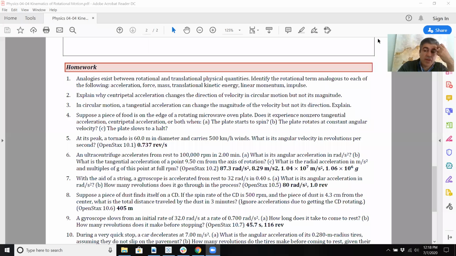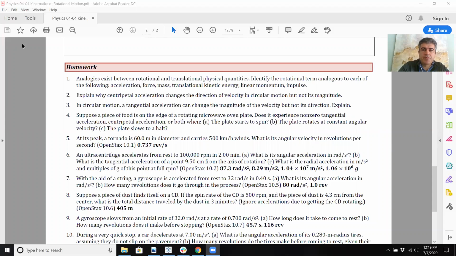Okay, so we're recording numbers 1, 2, 3, 4 from the 4 problem sets. So number 1, analogies exist between rotational and translational physical quantities. So translation, remember, is when we're doing linear motion, what we did in week 1. Rotational is obviously what we're doing now. Identify the rotational term analogous to each of the following. So acceleration, force, mass, translational kinetic energy, linear momentum, impulse.